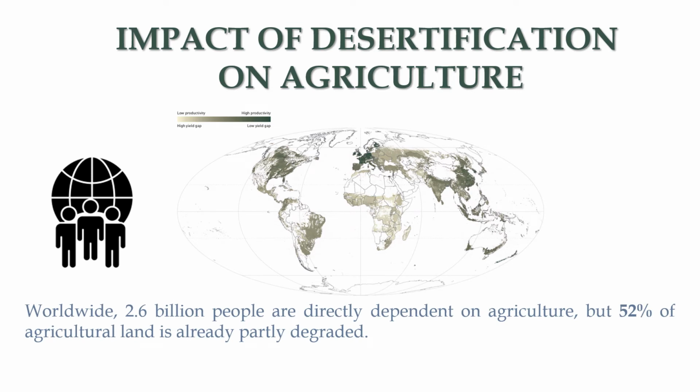Worldwide, 2.6 billion people are directly dependent on agriculture, but 52% of agricultural land is already partly degraded. Soil degradation is already affecting 1 billion people.